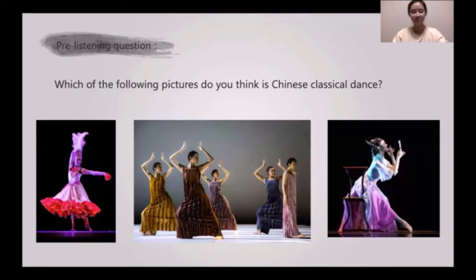That is enough. So obviously there are 3 different kinds of dance, and only 1 picture is Chinese classical dance, but no worry about that. I will ask you the same question again at last after you learn something from me. If you want to know the answer, we have to know what the definition of Chinese classical dance is first.